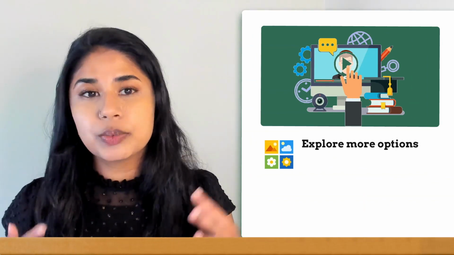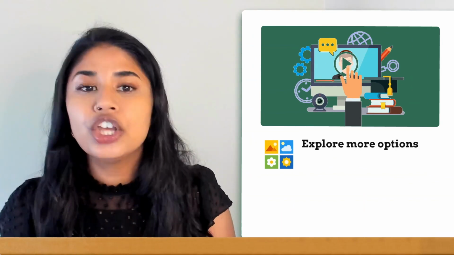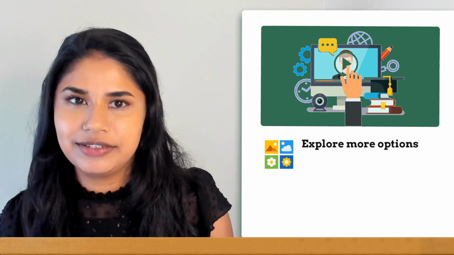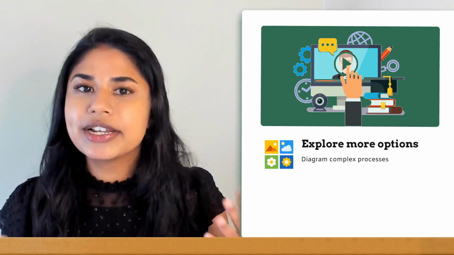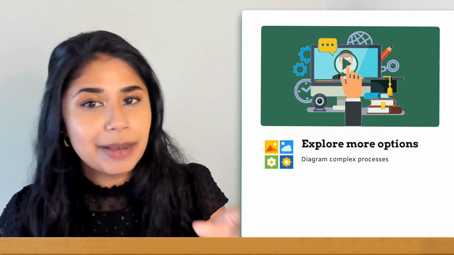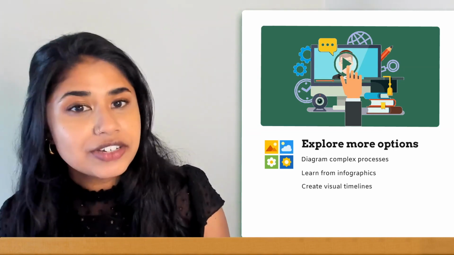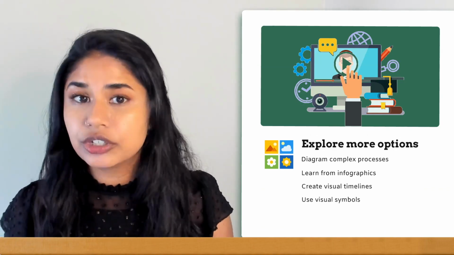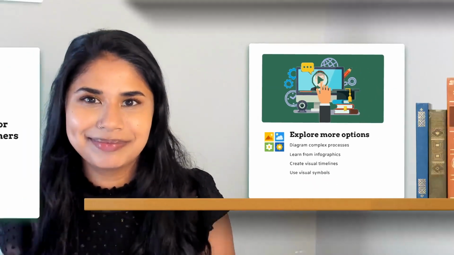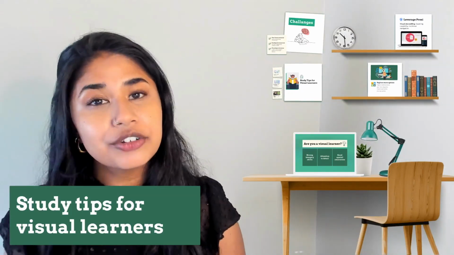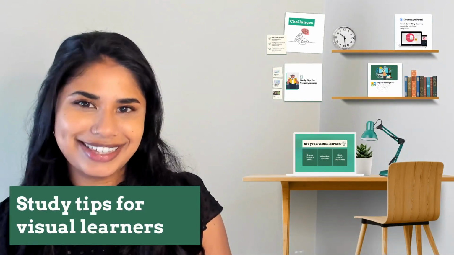On top of the already explored key study tips and tools, you can research other methods to make your learning process even more effective. For example, you can break down complex processes into step-by-step diagrams, create and learn from infographics, make visual timelines, and enrich your learning materials with visual symbols. By incorporating these techniques, you'll be well on your way to making your learning process much smoother and successful.